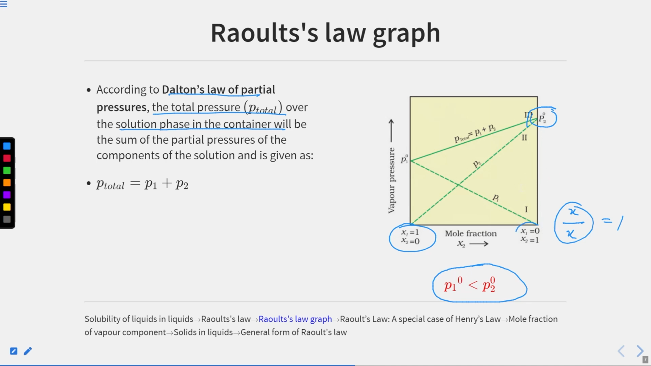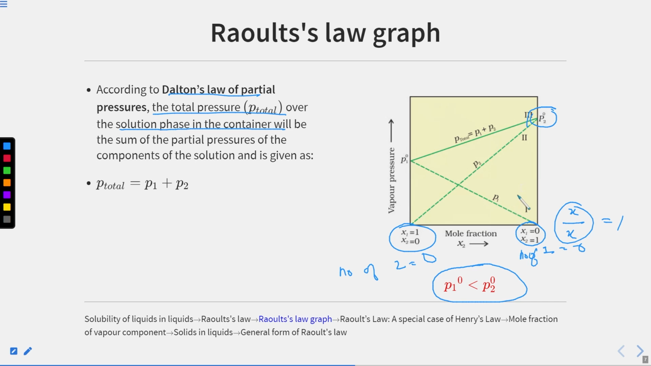Here we have the first component mole fraction as 0, meaning no component 1 is present, and here no component 2. So the number of 2 is 0 and the number of 1 is 0. So this is the Raoult's law graph. So you can see here directly that as we are increasing the mole fraction, we are increasing the pressure effect. Okay, right? So this is the graph.